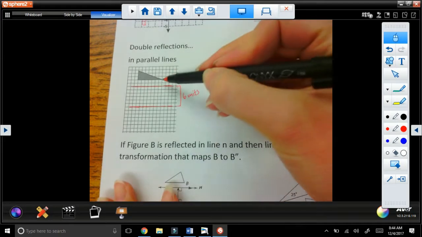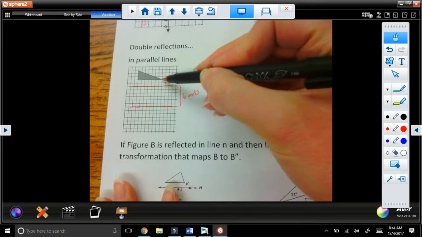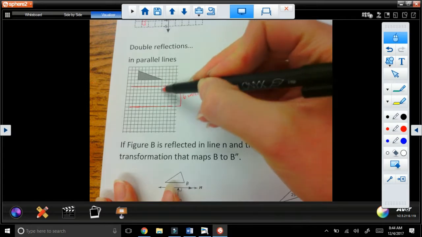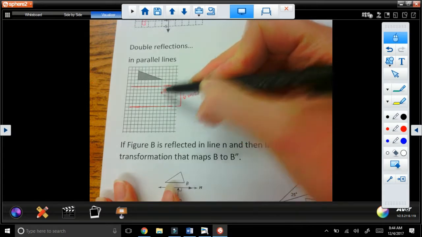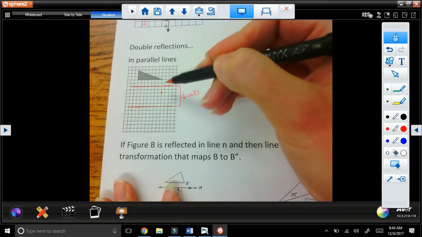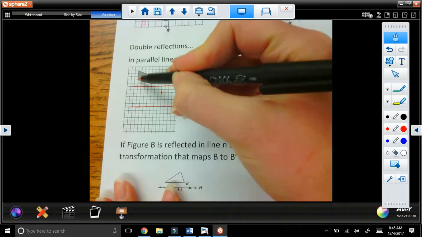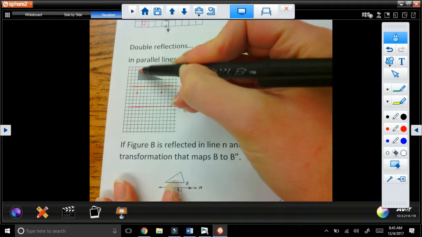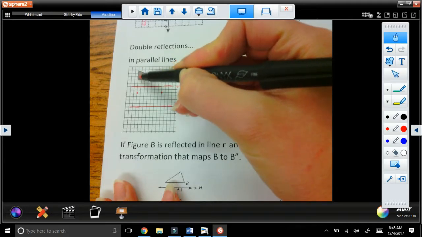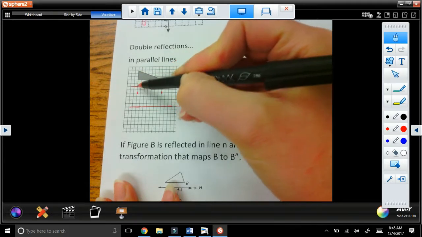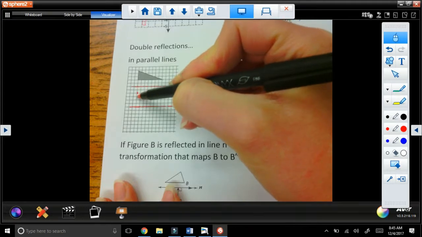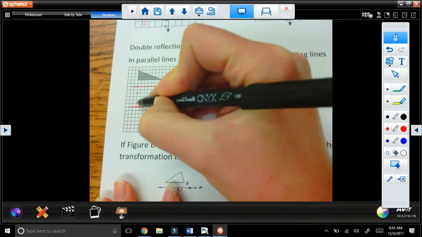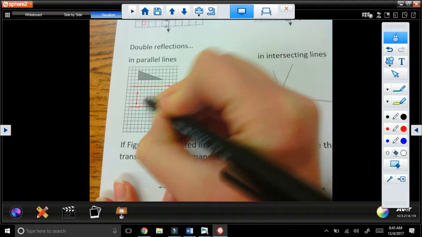So if I'm reflecting this triangle in these parallel lines, because this is 2 units above, I'm going to go 2 units below. I don't need to label the points because there weren't points drawn in there. This one here, 2 units below. And this one looks like it's 1, 2, 3, 4, 5. So I'm going to go 1, 2, 3, 4, 5. And I get that reflection there.